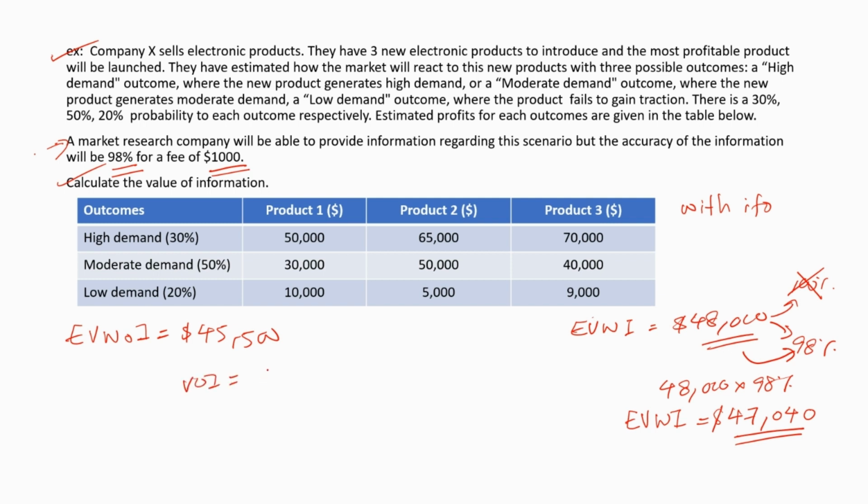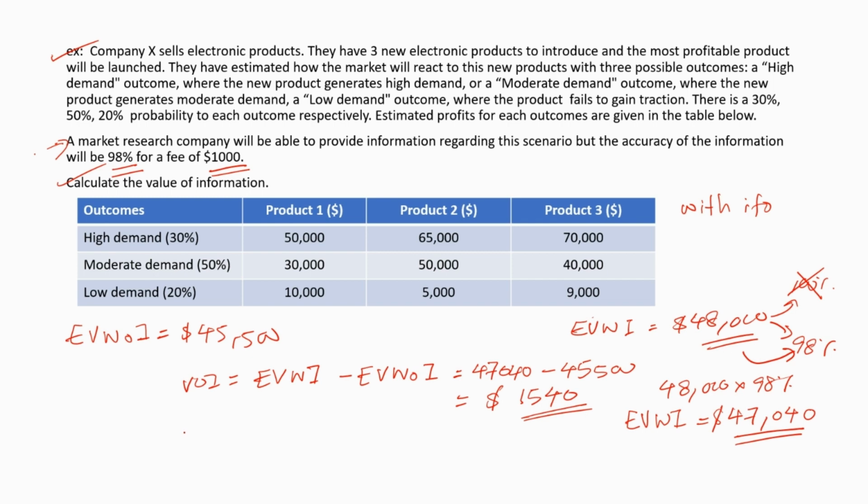Value of information is equal to expected value with information minus expected value without information, which is equal to $47,040 minus $45,500. So the value of information is equal to $1,540. This is the value of information figure. This simply means if the business decides to go ahead with the market research company in order to obtain the external information, the benefit will be $1,540 to the expected value figure.